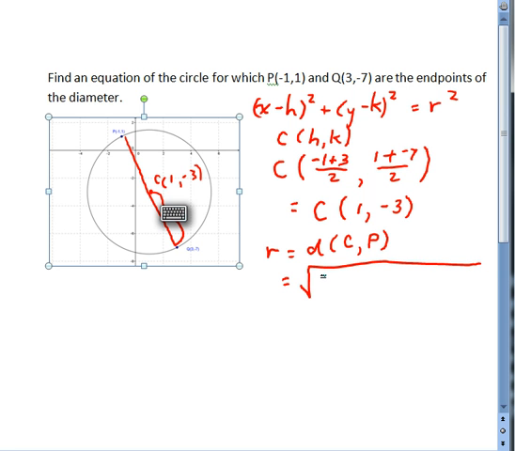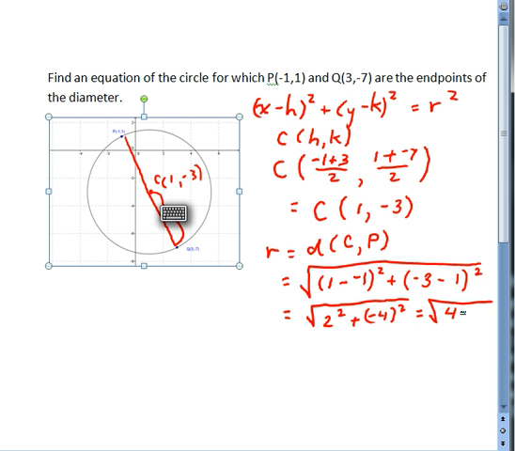of the difference of the x coordinates, so (1 - (-1))^2 plus the difference of the y coordinates, (-3 - 1)^2. So the square root of 2^2 plus (-4)^2, which is the square root of 4 plus 16, which is the square root of 20.